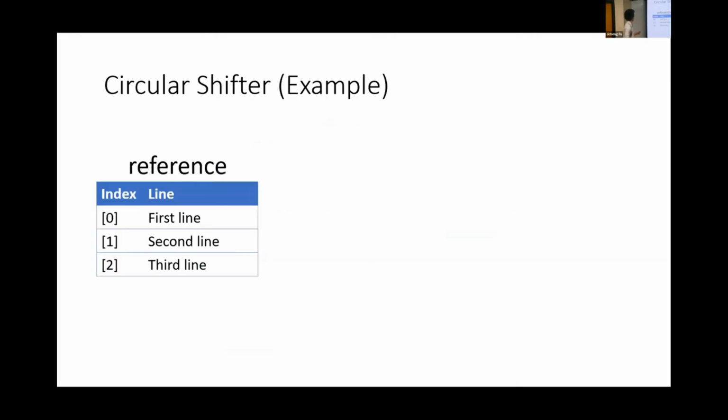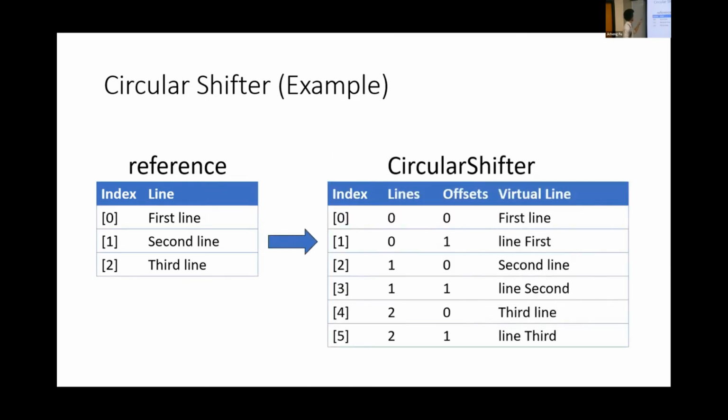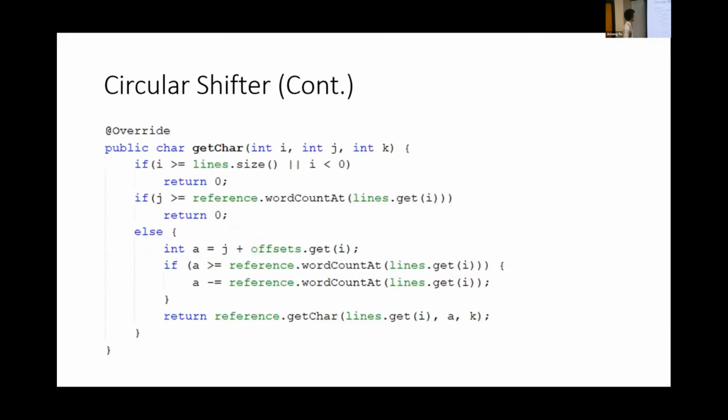So if the reference looks something like this with 3 lines, one says first line, second line, third line, the circular shifter would look like this. It has an array of lines pointing to the original line and then an array of offsets showing how many words offset that word would be. And the get character first of all looks for the line index, and then it makes a new variable a to determine where that offset would be. If it has to wrap around, it will. And then it finds the get character at the ith line and the ath word in the kth character.